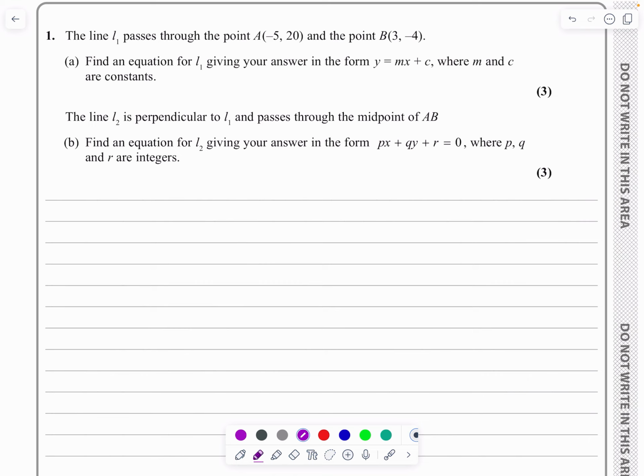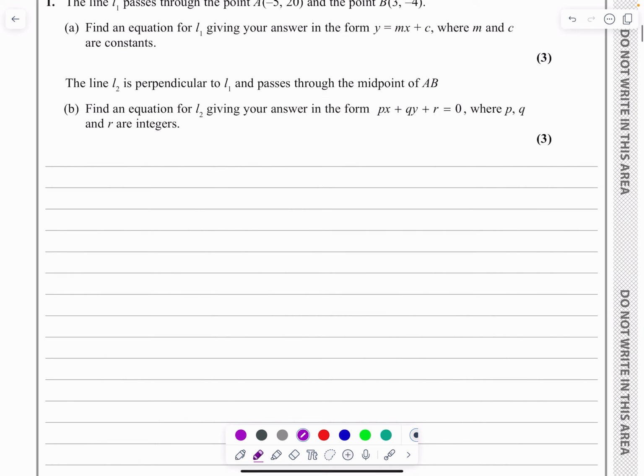It says line L1 passes through a point A at (-5, 20) and B at (3, -4). Can we find the equation of L1, giving our answer in the form y = mx + c? Now, you do not need to draw a graph, but this is going to take me less than a minute to draw out here.